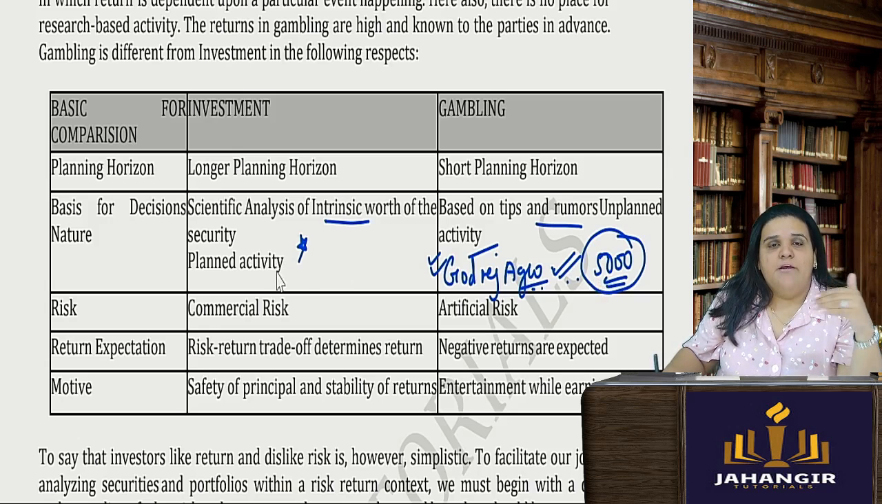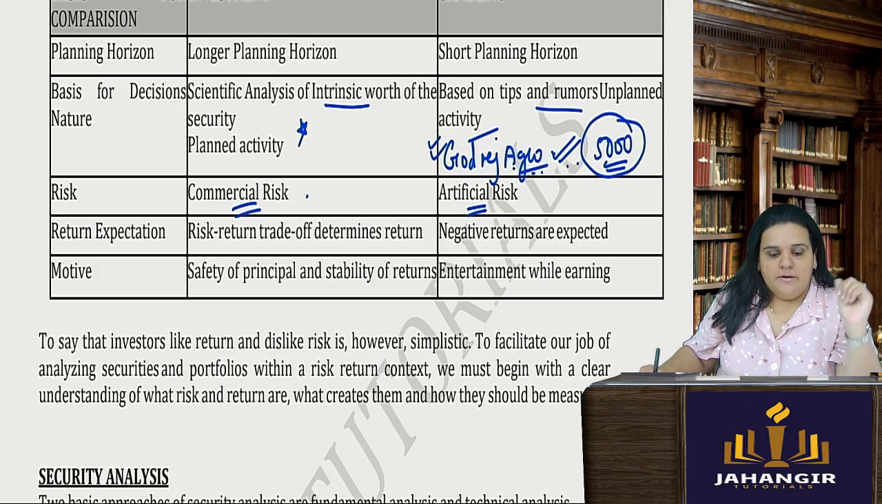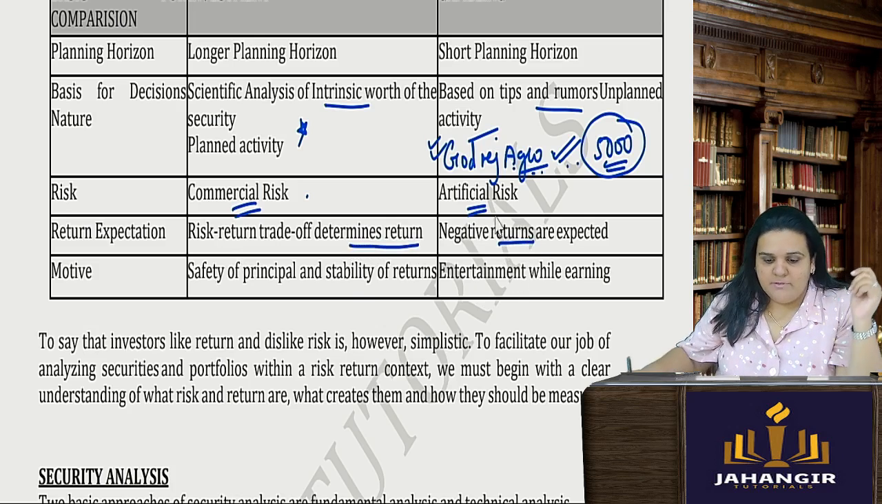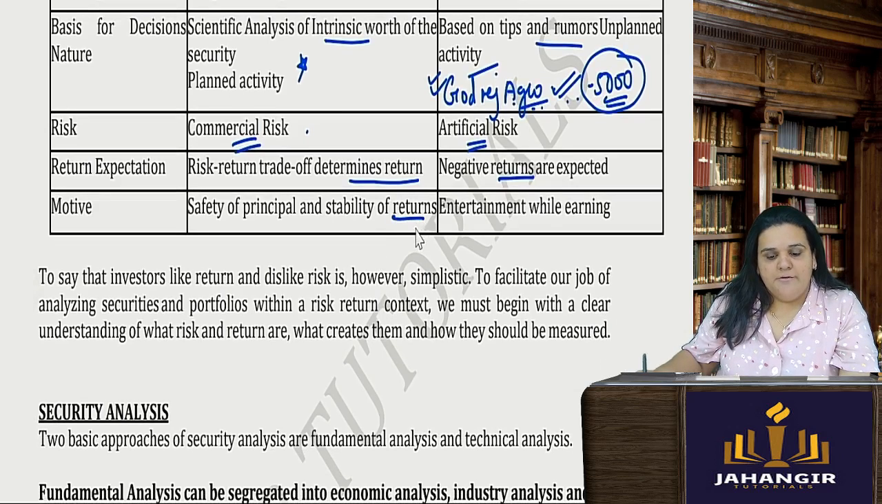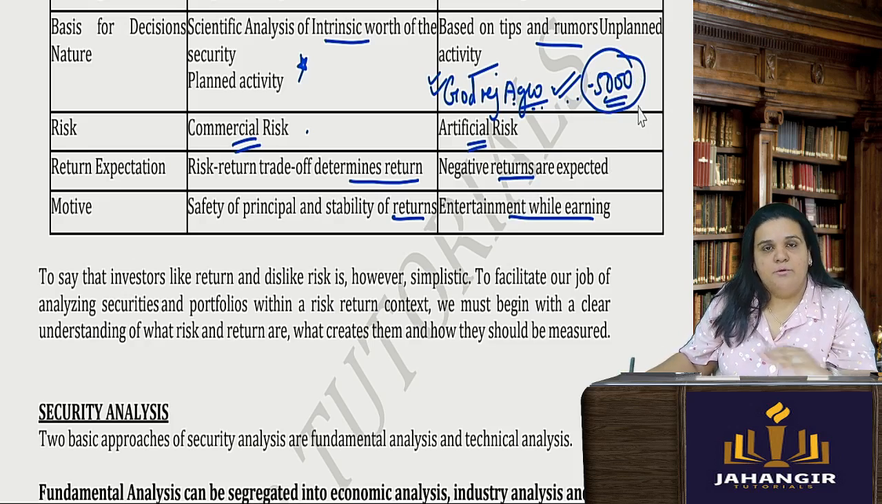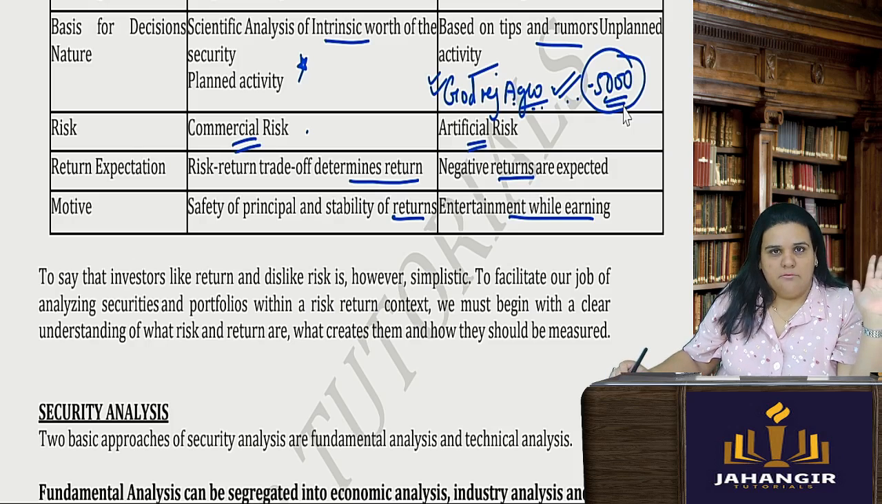If I had done it for an investment purpose, I would have done it as a planned decision, looking at the fundamentals. I may not have invested. And even if I had invested, I would have treated it as gambling and removed the money. That is the difference. Risk: there is of course commercial risk, and this is an artificial risk. The risk-return trade-off determines the return, and here negative returns are expected. Yes, I am standing at negative 5,000 as of today. Motives: safety of principal and stability of returns, versus entertainment while earning, where you are enjoying. Similarly, one friend of mine had done the same thing, though his profit was 50,000. He booked it, came out, and enjoyed it. So there is a difference between investment and gambling.